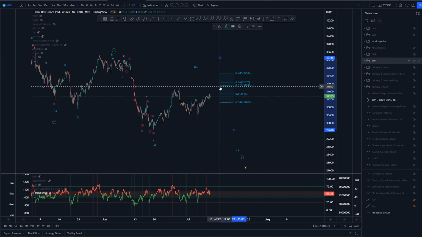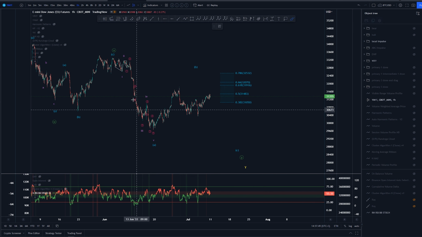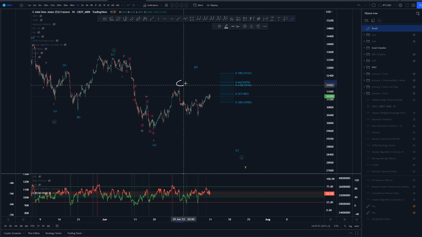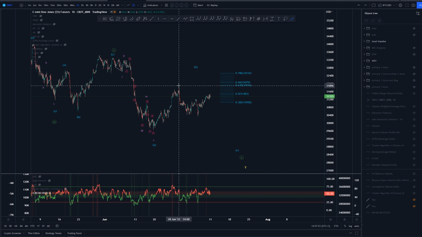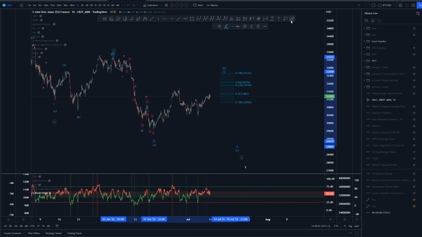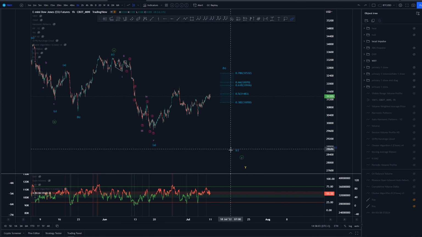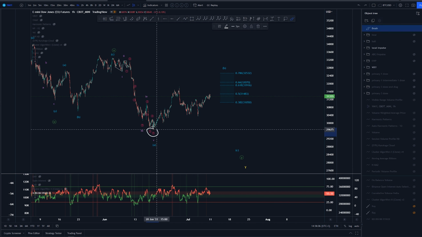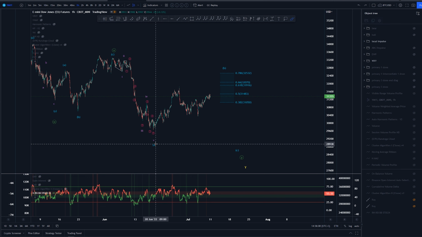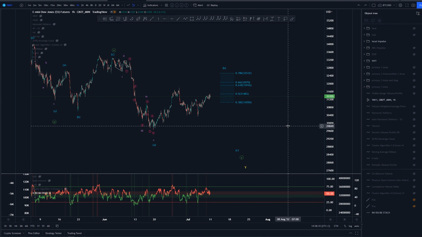At the moment, we have almost retraced the wave A around the golden pocket. Did not quite get there, very close though. So the purpose of these next counts is trying to get this wave B in place and then head down for that C wave. C wave should take out the lows we had here for the A wave at the minimum and could extend further.